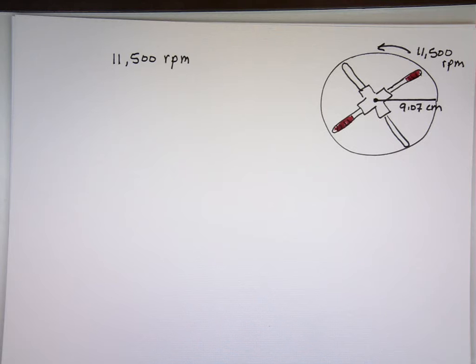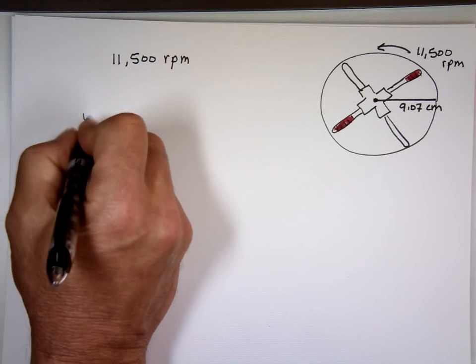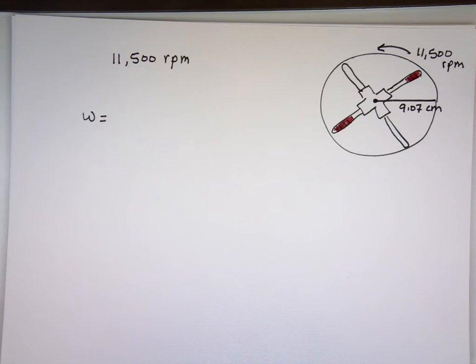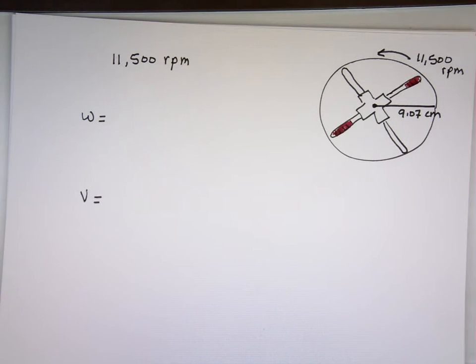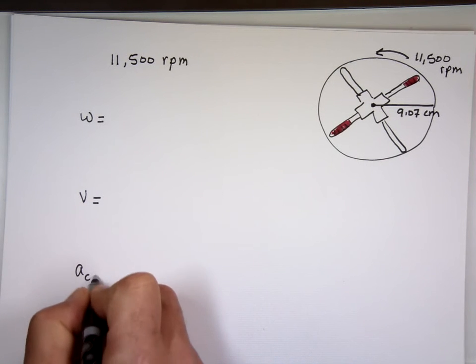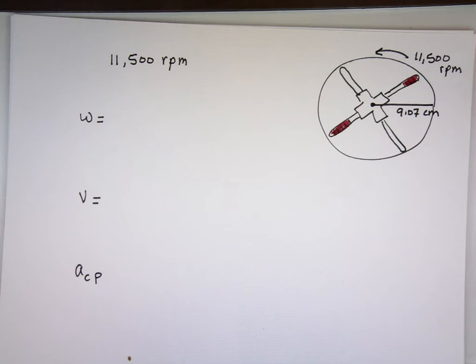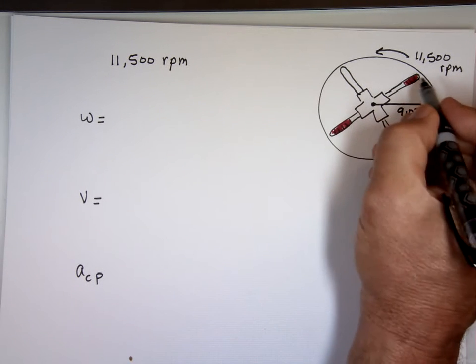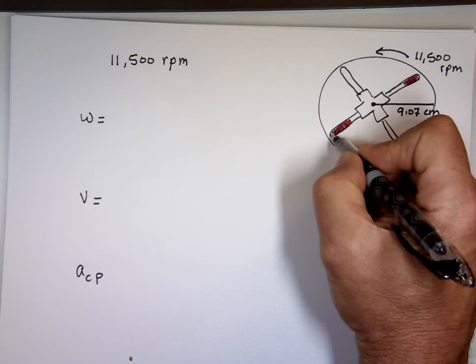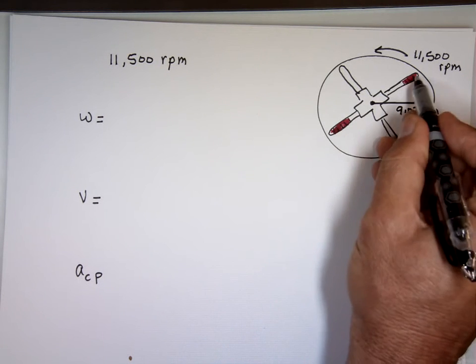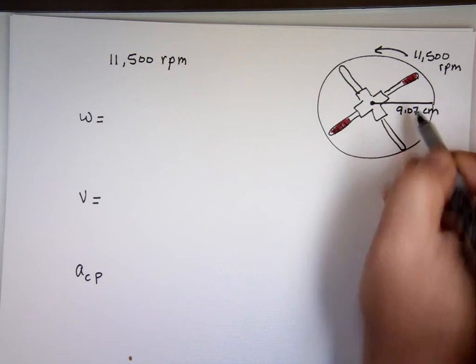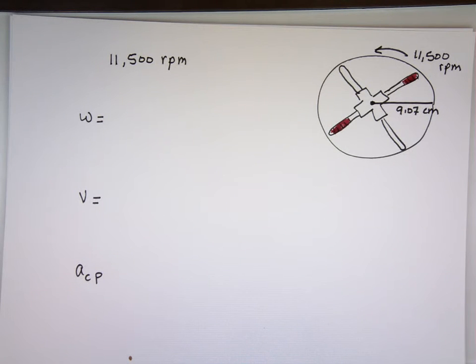I need to calculate what W is for that number. I need to calculate what V is, the linear velocity. I also need to know the centripetal force, or centripetal acceleration. I don't have the mass for them, for a piece of blood on the bottom of that tube. Well, the bottom of the tube almost touches the edge, so I'm going to use the distance of 9.07 for a piece of blood on the bottom of the tube.